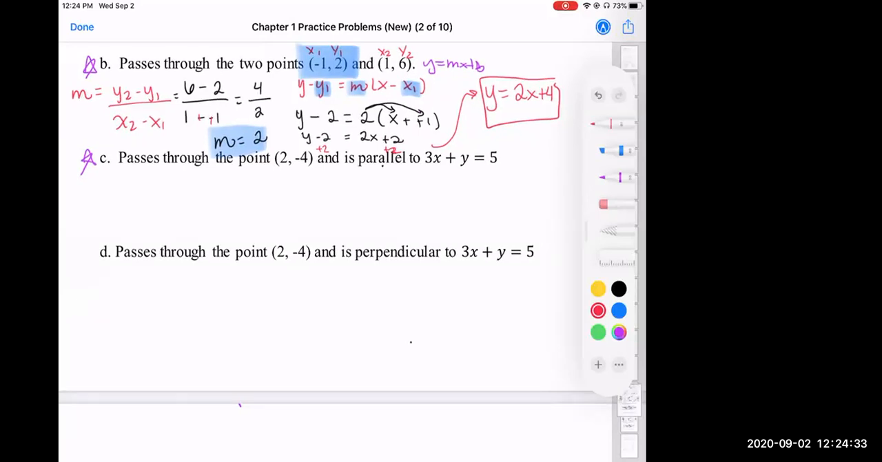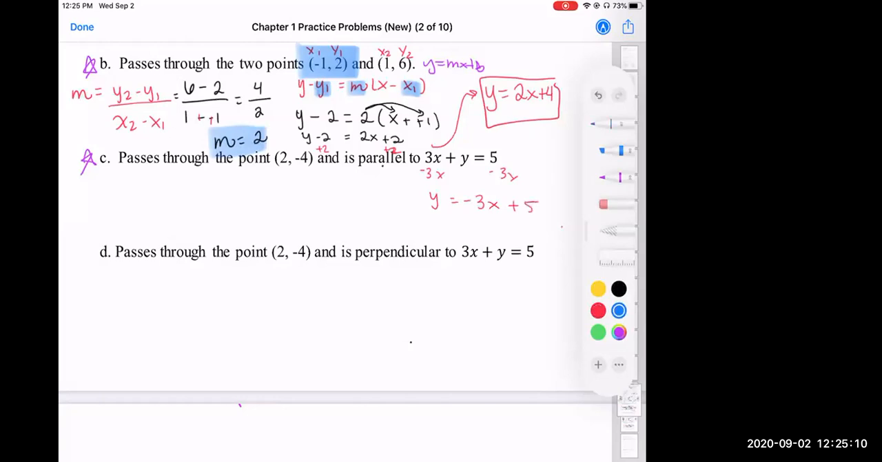Okay, let's go on and look at C. C is asking for an equation that passes through the point 2, negative 4, and is parallel to 3x plus y equals 5. Okay, if it's parallel, that means they have the same slope. So I need to steal the slope. Let's start off by solving for y. So minus 3x, minus 3x. Y is equal to negative 3x plus 5.